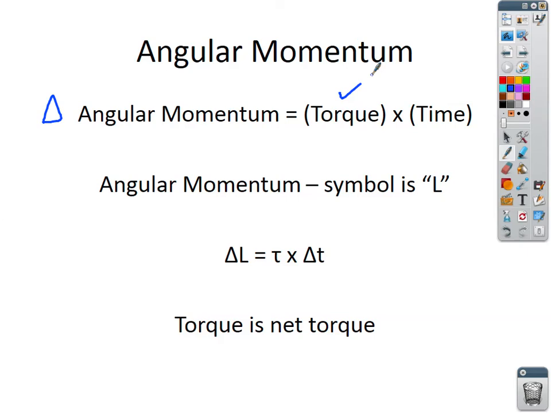So torque times time equals a change in angular momentum. The symbol for angular momentum is capital L. So again, another one where you're going, what? Where did they come up with these letters for momentum? Angular momentum is going to be L. So if I write this in symbol form, delta L equals torque times time.